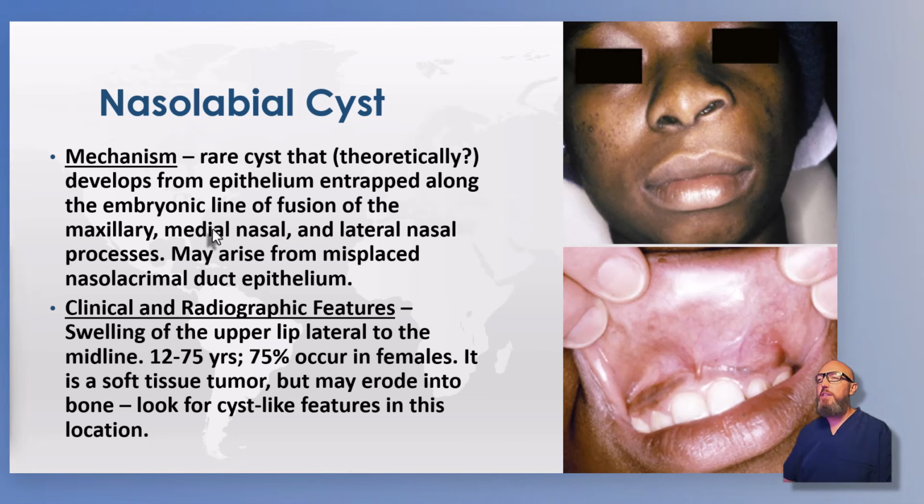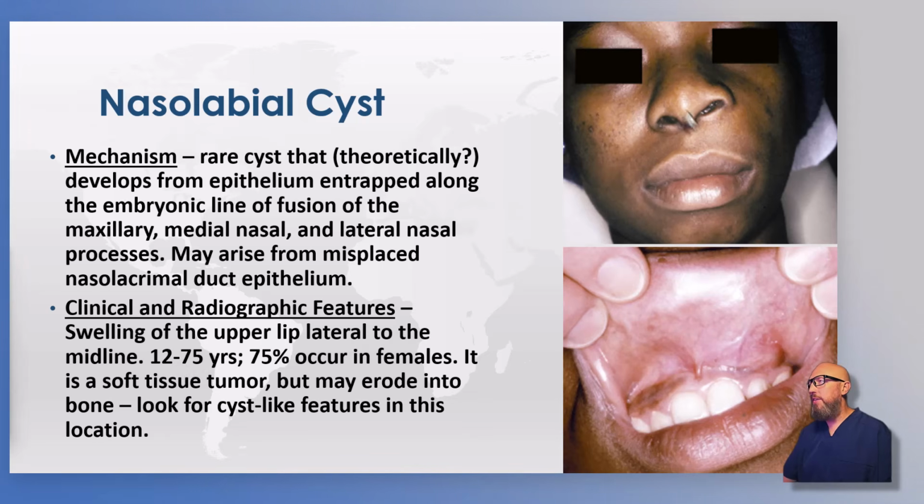This is a rare cyst that arises from epithelium entrapped upon the embryonic line of fusion of maxillary, medial nasal, and lateral nasal processes. Usually it's right in this nasolabial fold, or it could arise from nasolacrimal duct epithelium. So think of just this soft tissue swelling lateral to the midline.